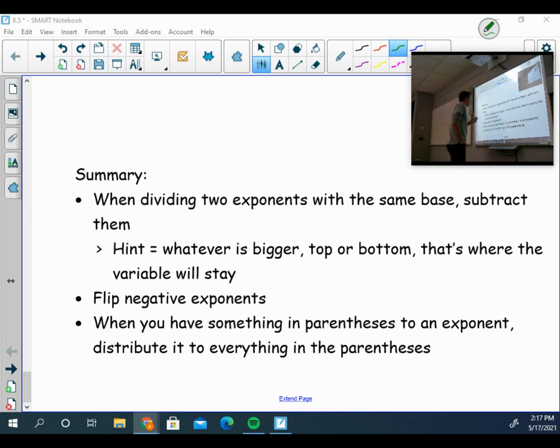To rewrite negative exponents, we simply flip the side of the fraction that they are on. That's a concept from 8.1, but good to reiterate. And when you have something in parentheses to an exponent, distribute that exponent to everything in the parentheses using the power to a power concept. And again, I think you saw that illustrated in the examples we did above.